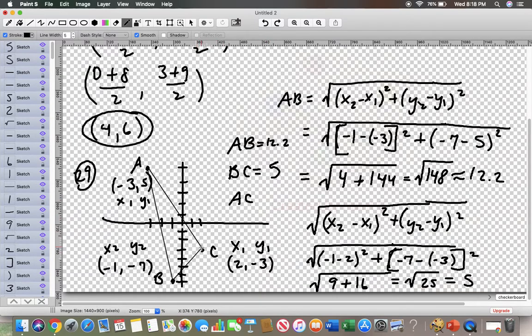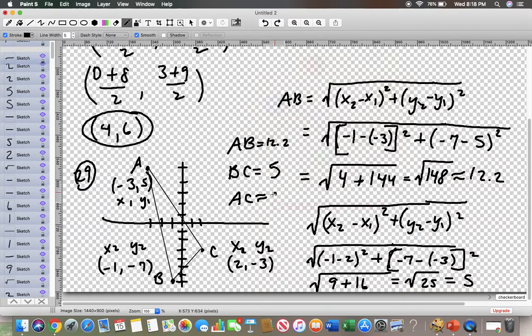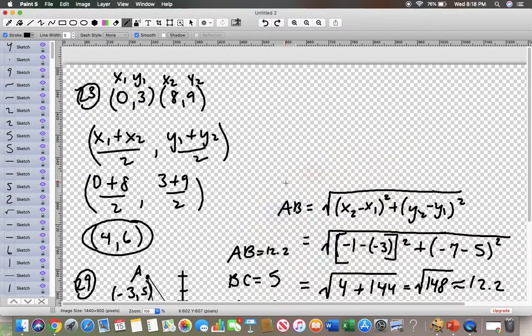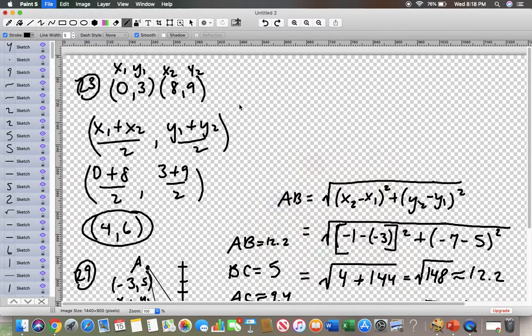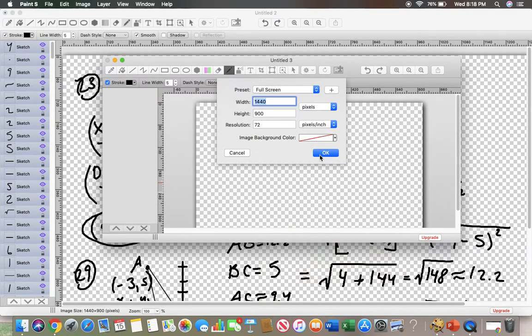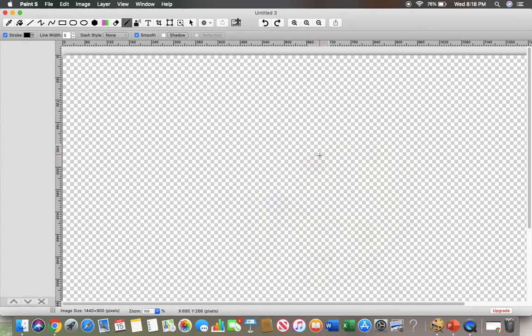So the distance between B and C is an exact 5. We do the same thing for A and C. Just make sure you change x sub 2 and y sub 2 to that, and you should get about 9.4 for that one. Let's do one more. Get a new sheet of paper here quickly. Number 33, we'll just do some of this one.